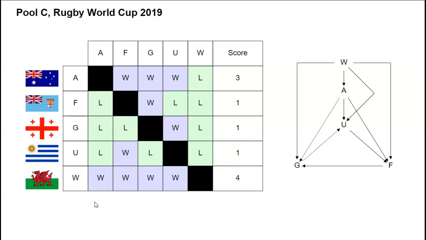And in each game, one side wins and the other side loses. Our mathematical treatment of tournaments doesn't include the concept of a draw. Every game has to have a winner and a loser.